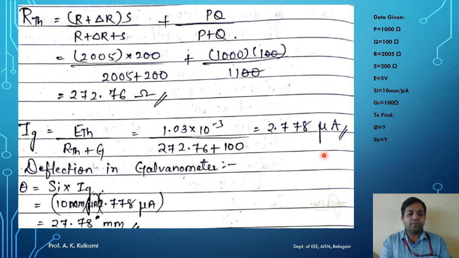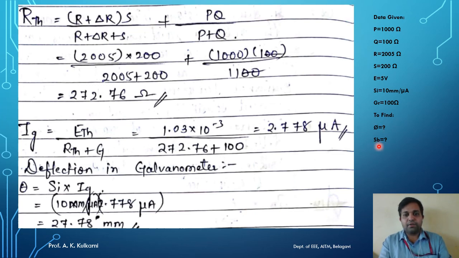This is the current flowing through the galvanometer. Our ultimate aim was to find the deflection in the galvanometer. This was the equation we utilized: theta is equal to the current sensitivity times the current flowing through the galvanometer. We already know these two parameter values, so simply substitute in the formula and obtain the deflection. The deflection we get is around 27.78 mm.